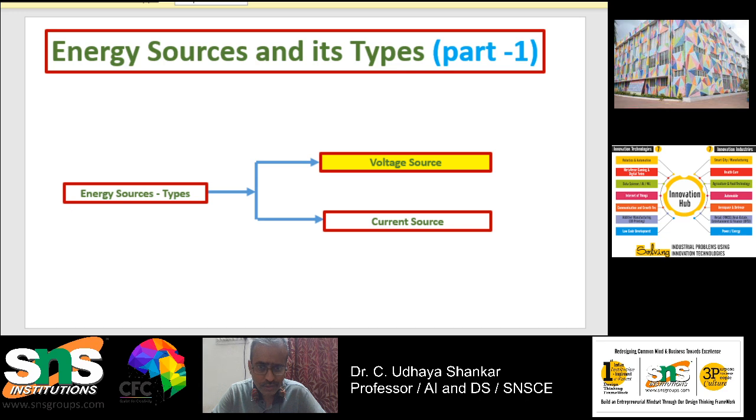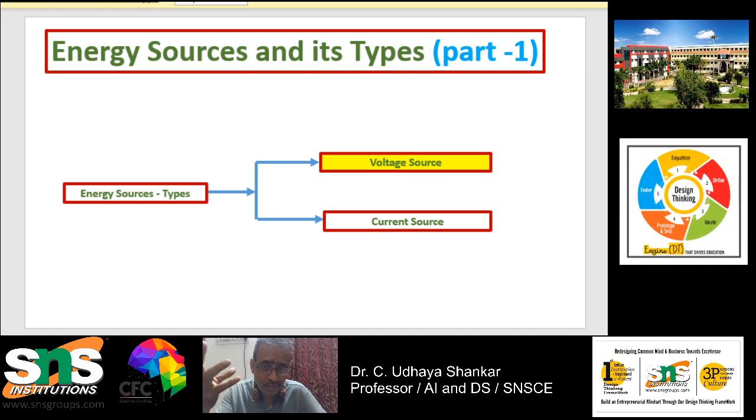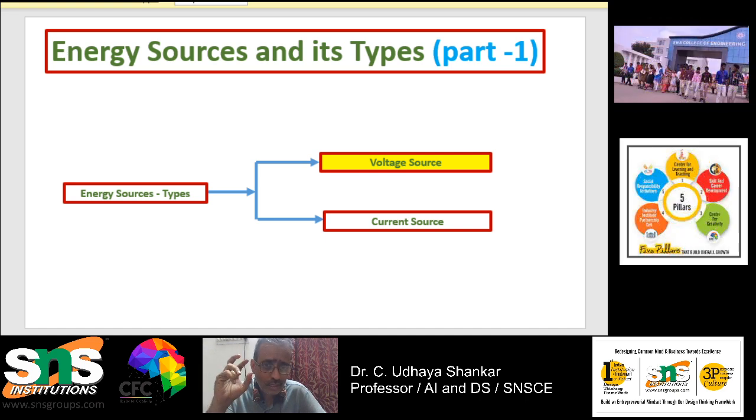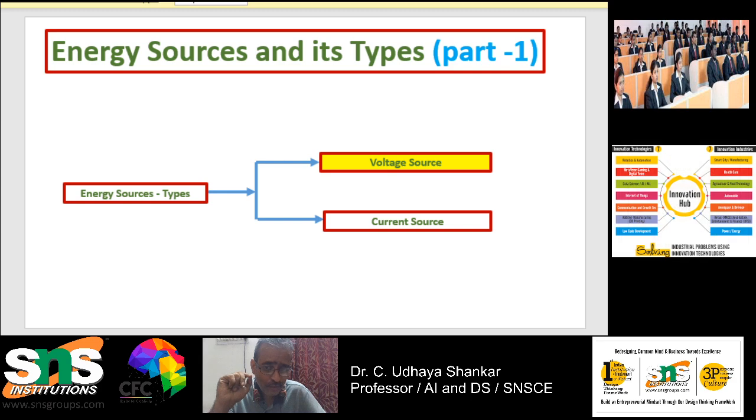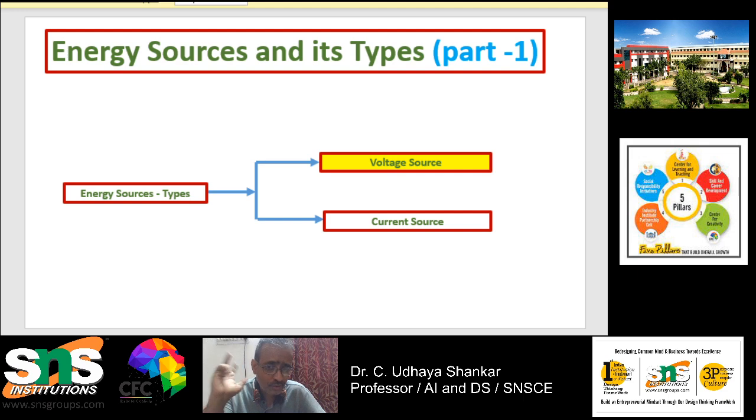So energy sources. What do you mean by energy sources? That which can deliver the power, which can deliver the energy, is called an energy source. Any element can deliver its energy in two different forms. One form is through voltage, the other form is through current. If it delivers through voltage, then it is called a voltage source. If it is delivering the energy through the current, then it is called a current source. So in a broader way, we classify the energy source into two different types, that is voltage source and current source.